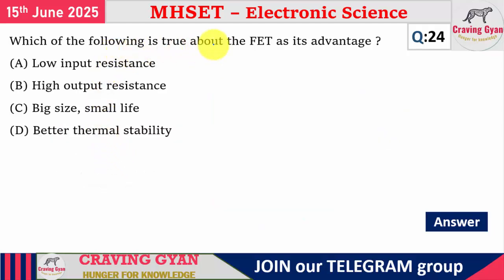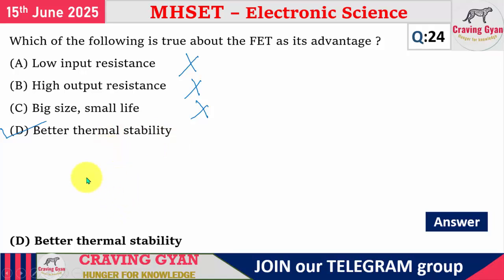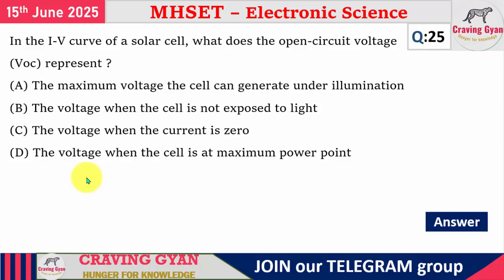24th question, which of the following is true about the FET as its advantages? It will have a low input resistance, it seems. No. It has high output resistance, it seems. No. Resistance here you can take as impedance also. Big size, small life. No. It will have better thermal stability. This option is correct. If they had given high input impedance or low output impedance, then you could opt for it. So for the 24th question, it has better thermal stability, nothing but as temperature increases, it will not have an effect on leakage currents. Leakage currents will be suppressed.